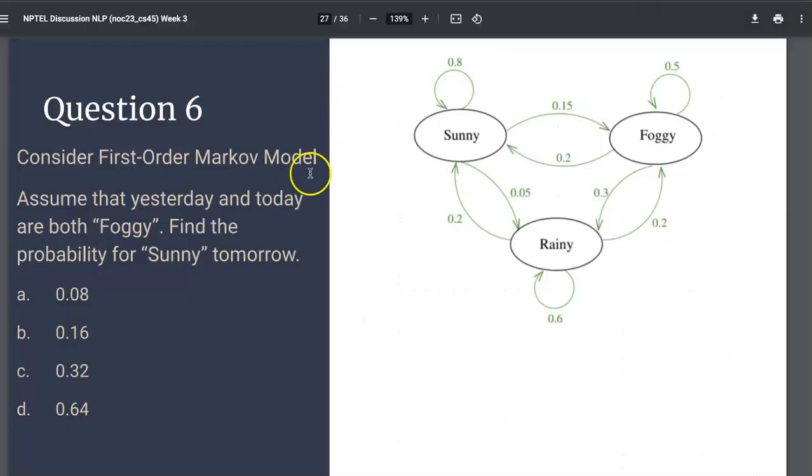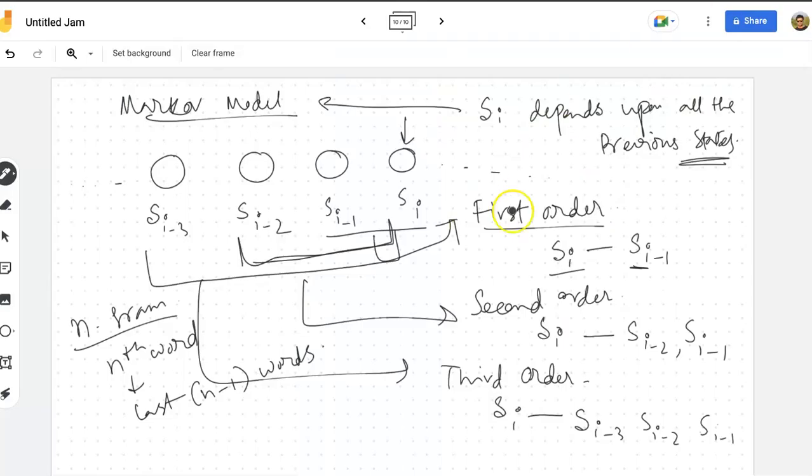Now let's go to the question. Here they are saying this is a first order Markov model. They already said so, you don't need to go much beyond. So a state only depends upon the last state. If we are in today, we just need to see what is yesterday. So basically this is the thing.